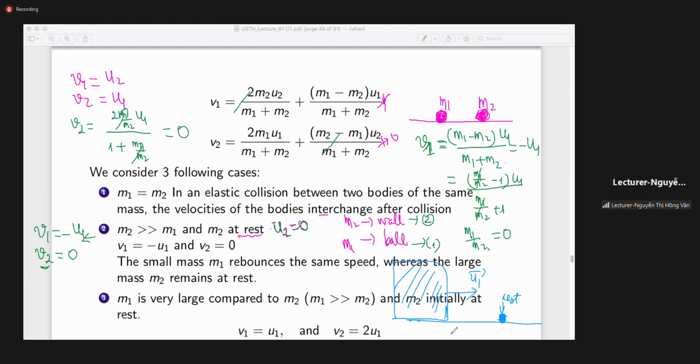Okay. So I think in this case, you see some accidents on the road. There is a bicycle here, and a very big car, even a van, and it hits the bicycle. So the bicycle is at rest. So what happened? So in this case, you see here, M2 is at rest. So U2 is 0.